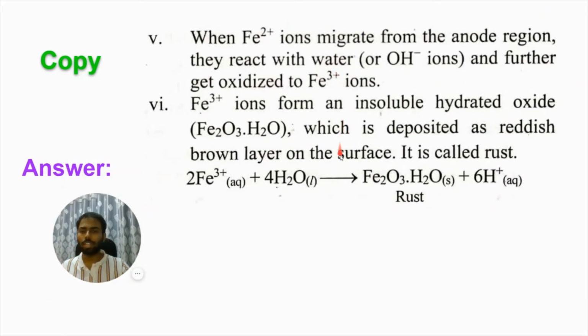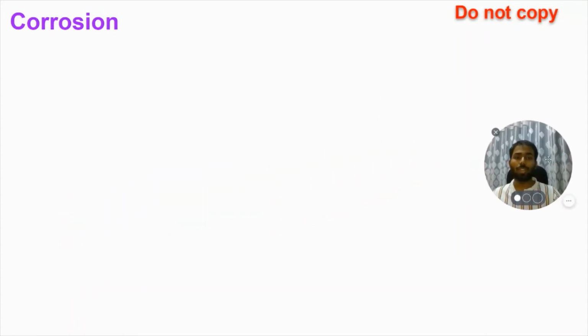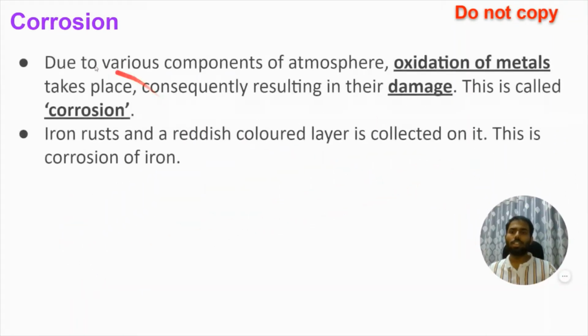Okay, cool. So let us quickly revise what's corrosion. Due to various components of atmosphere, okay, atmosphere में क्या है? Water vapor है, moisture है, and oxygen gas है. So all these are components of atmosphere. Oxidation of metals takes place. We just saw, right? Iron का oxidation कैसे होता है? वैसे दूसरे metals का भी oxidation हो सकता है. And consequently resulting in their damage.